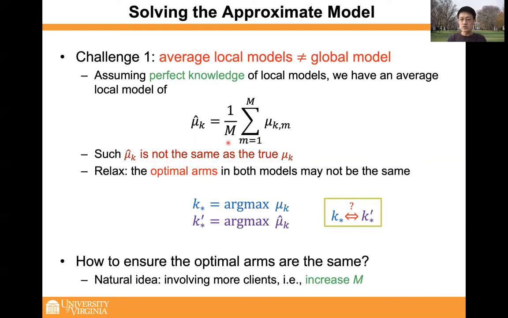The idea is to involve more clients, right? Because as you have more and more clients, and as M increases, we know that mu_k hat approaches the true mean mu_k. So as long as you have sufficiently many clients, mu_k hat is close to mu_k, and you should always be able to separate the global optimal arm. Okay.